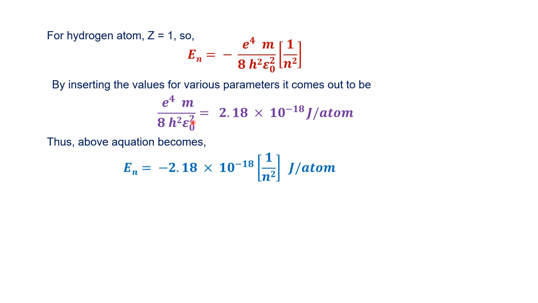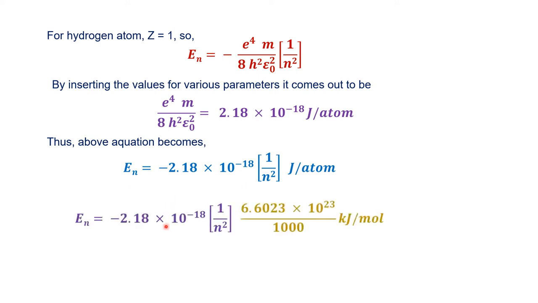And in the above formula, we will put this value: minus 2.18 into 10 to the power minus 18, and 1 divided by n square is present in this formula. It is quite simple. Collect this value as 2.18 into 10 to the power minus 18 and put this value in the above formula, that results in this formula. Now here the unit is joule per atom.